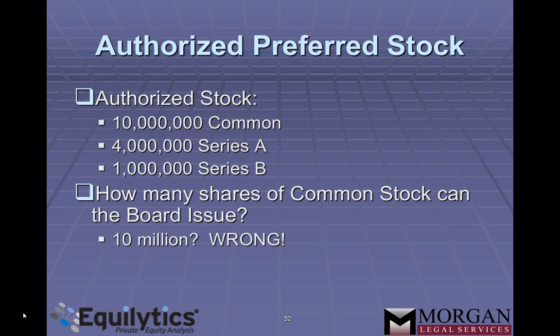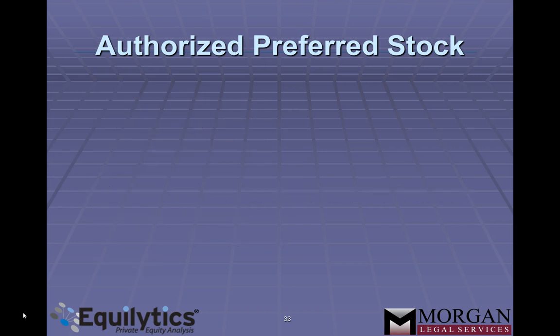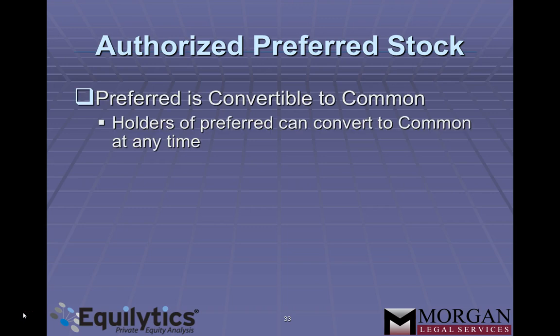Easy question. If your answer was 10 million, it is wrong. Why? Why isn't it 10 million shares? Because we said that in our startups, the preferred stock is convertible to common. We're going to make that as a basic assumption. All preferred is convertible to common. That means that the holders of the preferred can convert their preferred shares into common at any time.